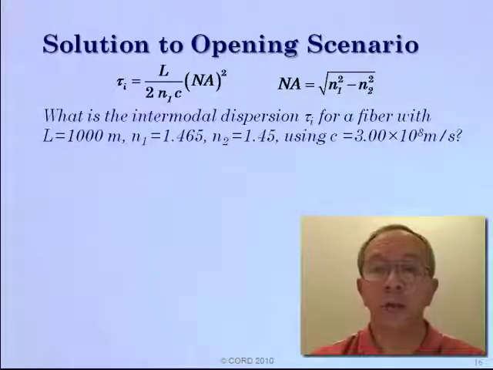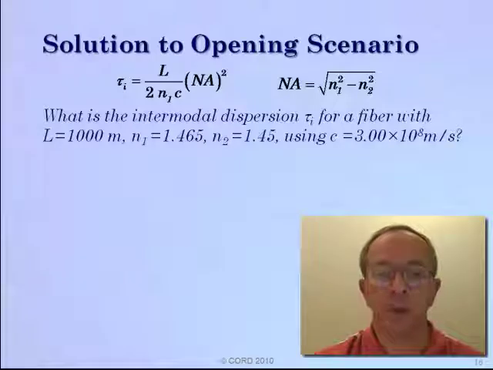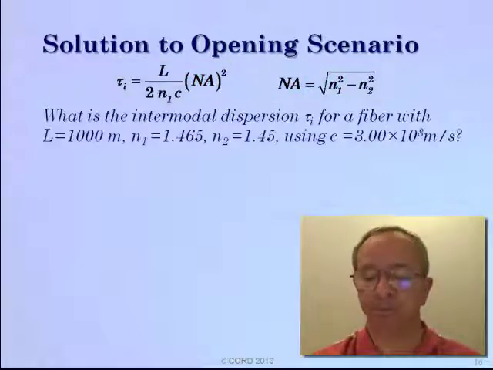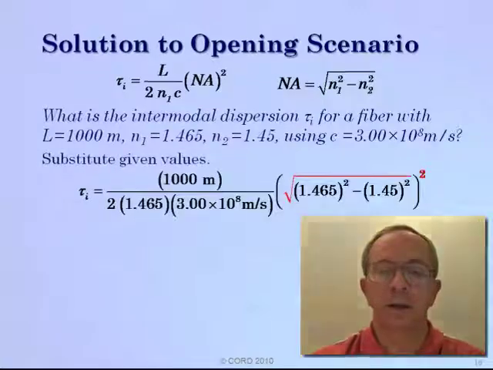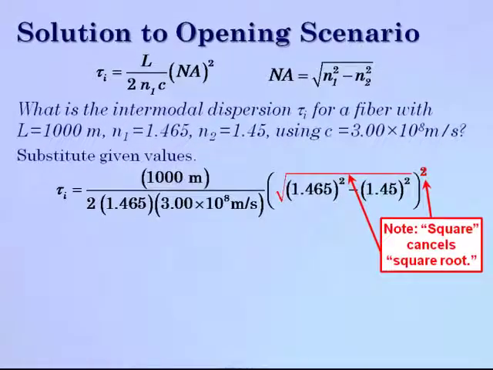Now let's look at the solution to that opening scenario with those complicated expressions, where we're asked for the intermodal dispersion using these two formulas. Notice that NA will have to be inserted into the formula here. Let's substitute in the given values.